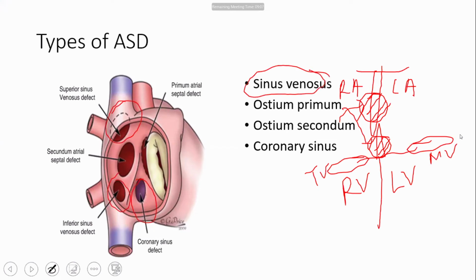If it is towards the ostium primum, that is very bad because it is near the tricuspid valve or mitral valve. That is why ostium primum will not close spontaneously. You will require a surgical intervention for ostium primum. So you remember your embryology, right? The septum secundum and septum primum.